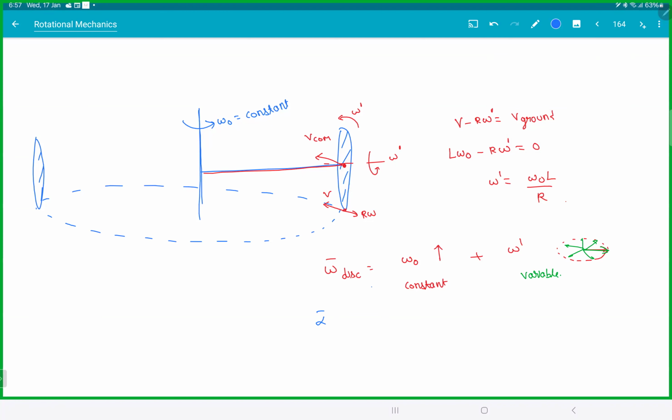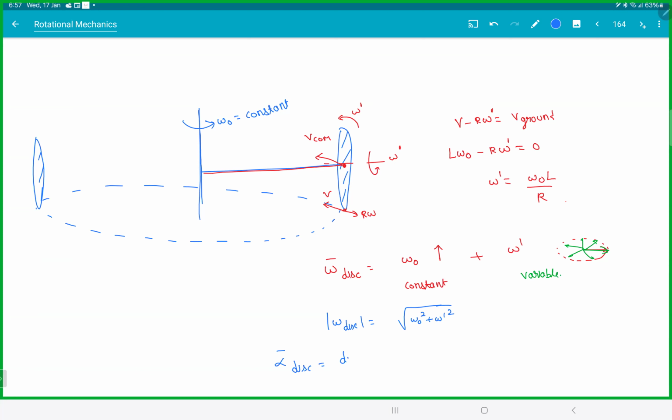So if you want the magnitude, square it and add. If you want the magnitude of omega of the disk, that would be root over omega naught square plus omega dash square. So the disk actually has two angular velocities. There are two axes of rotation. Remember, in the beginning I told you, degrees of freedom, you can have rotation in different planes. Till now we always solved problems with only one axis. So that was never a problem. But if you're rotating about multiple axes, you have to take different omegas.